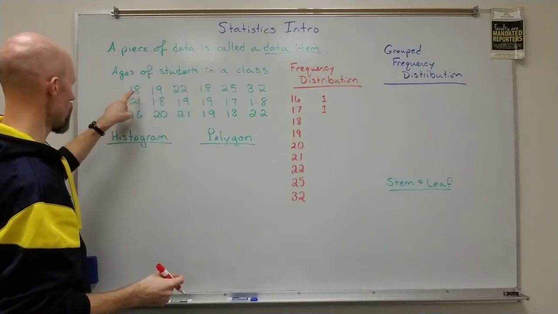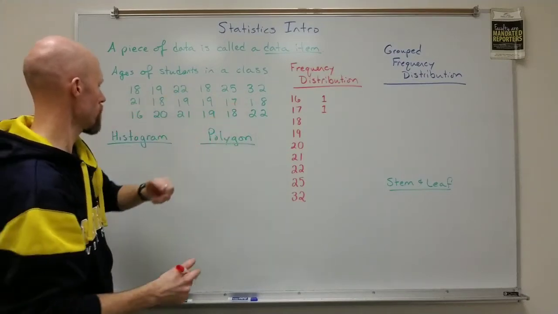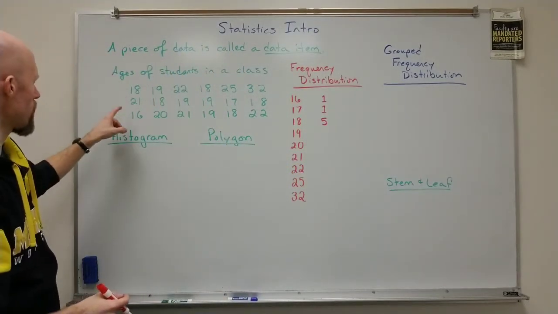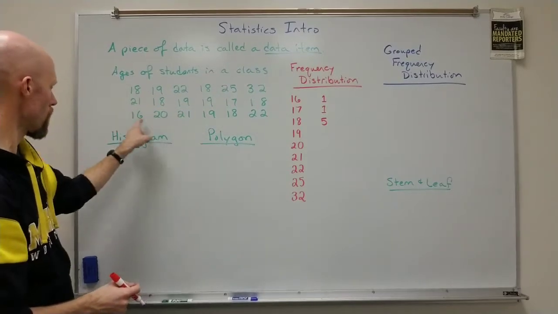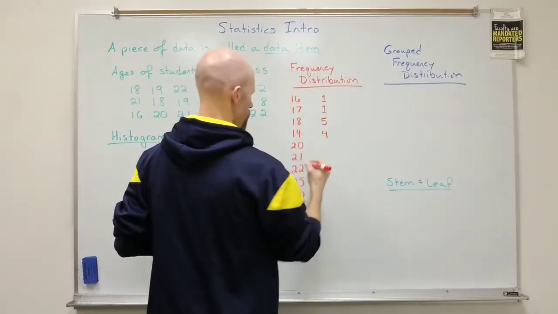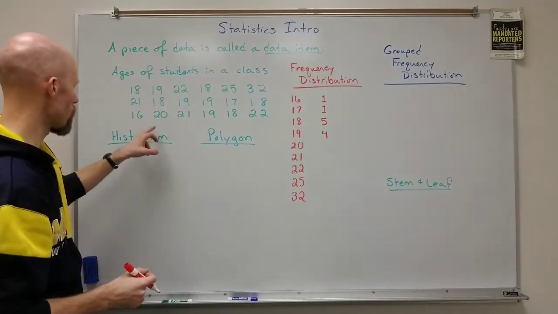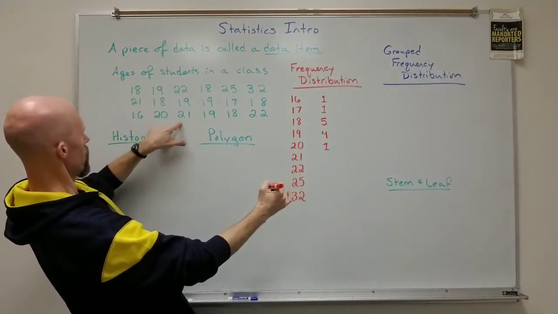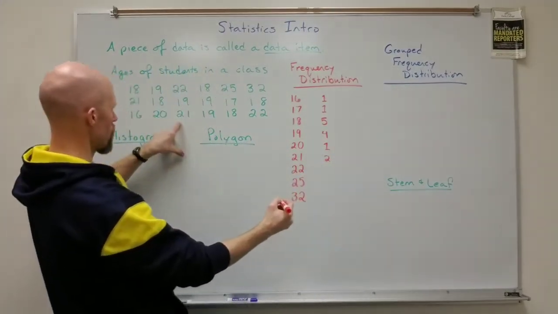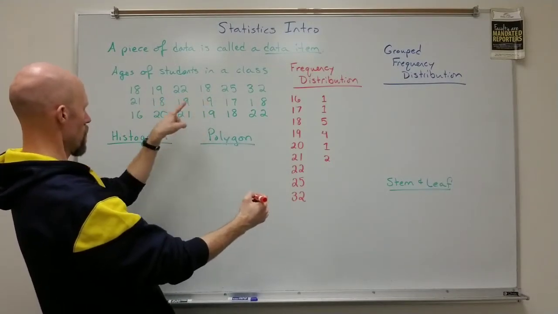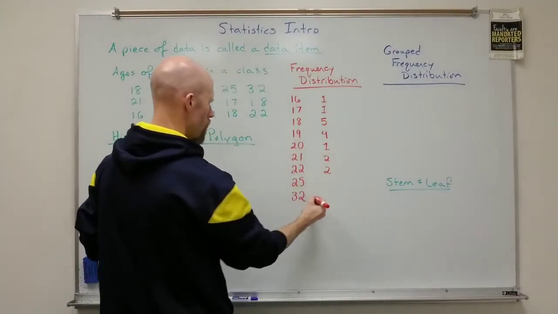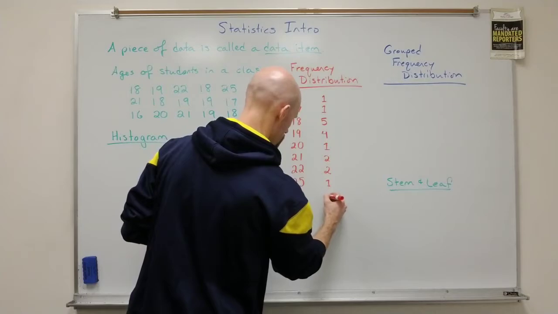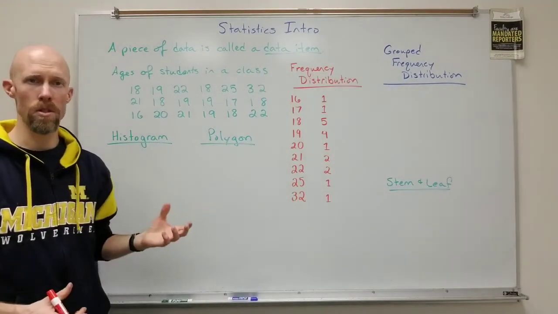18 occurs 1, 2, 3, 4, 5 times. Almost missed that one. There's 5 of those. The number 19 occurs 1, 2, 3, 4 times. The number 20 occurs once. 21 occurs twice. 22 occurs twice. 25 occurs once, and 32 occurs once. Okay, so there's your frequency distribution.